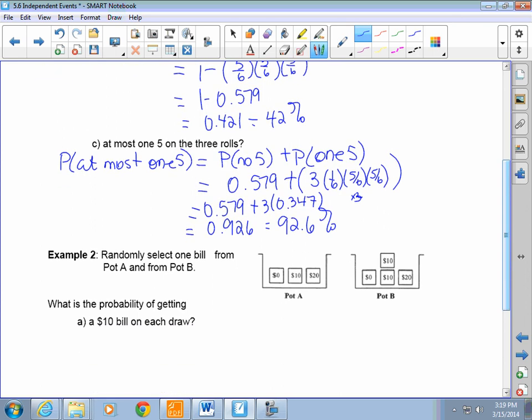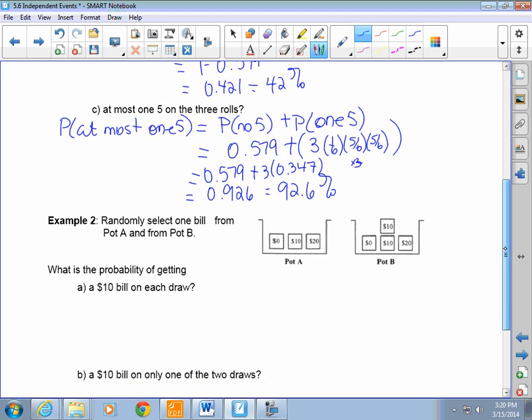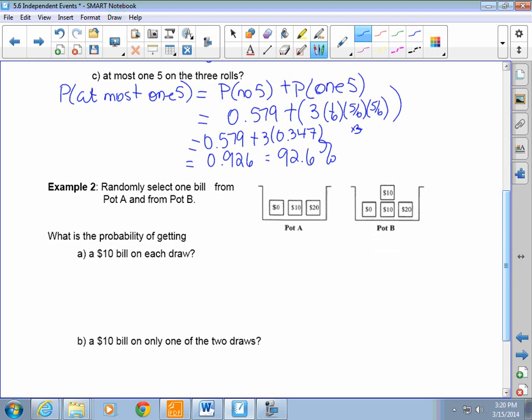Okay, example 2. It says randomly select 1 bill from pot A and then 1 bill from pot B. So what is the probability of getting a 10 bill on each draw? So if I look at pot A, probability of getting a 10 on my first draw, let's put that in the wrong spot, that should be my 10. So probability of getting a 10 is 1/3. Probability of not getting a 10 is 2/3. So that's from pot 1.